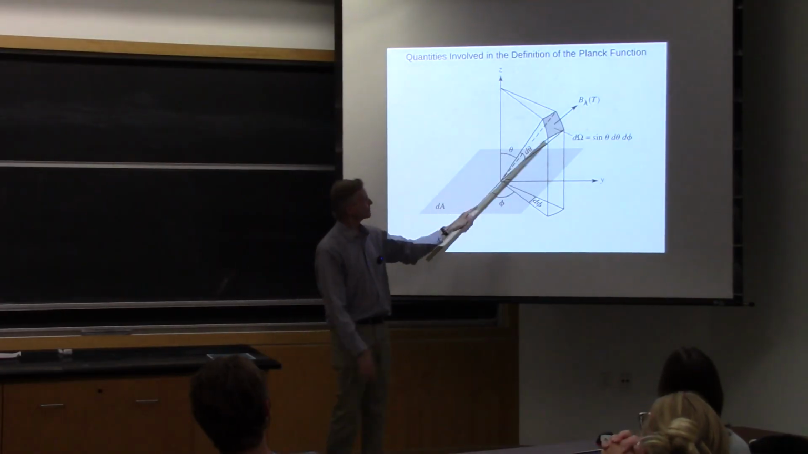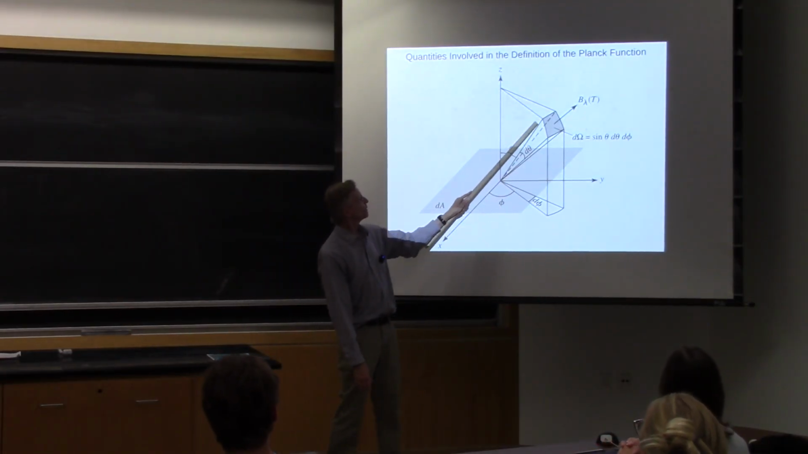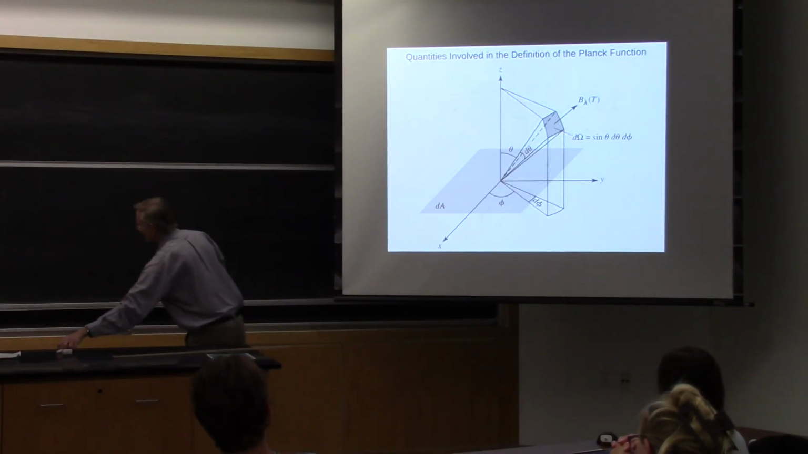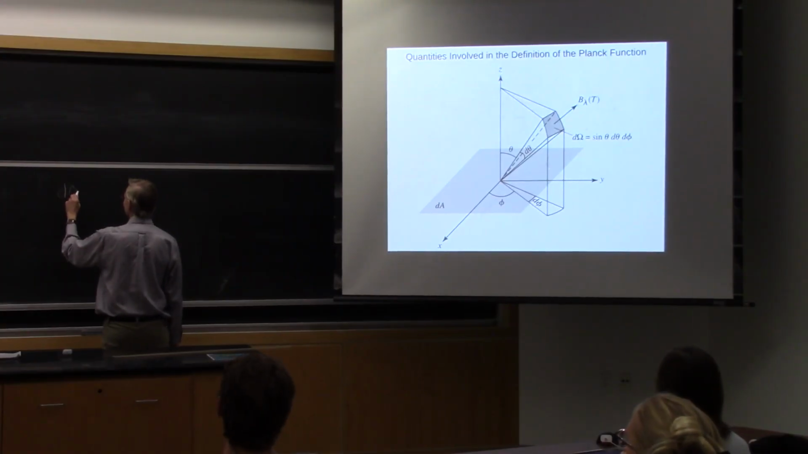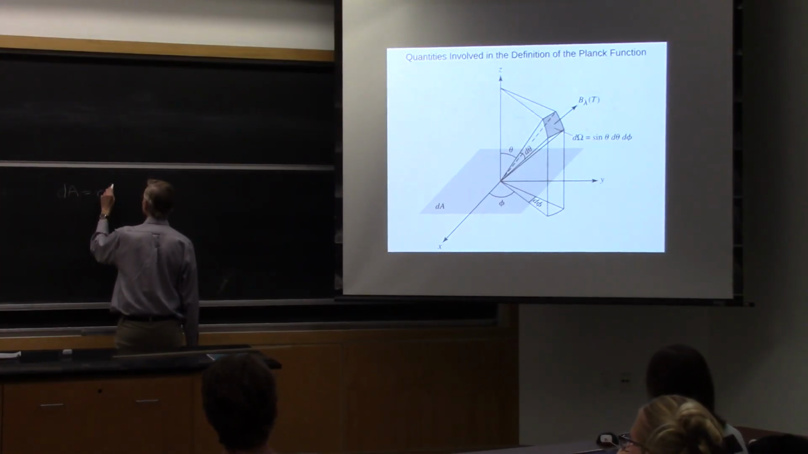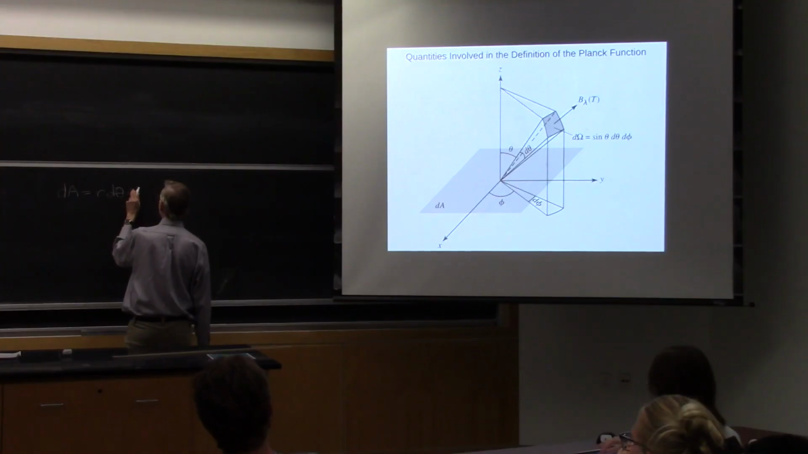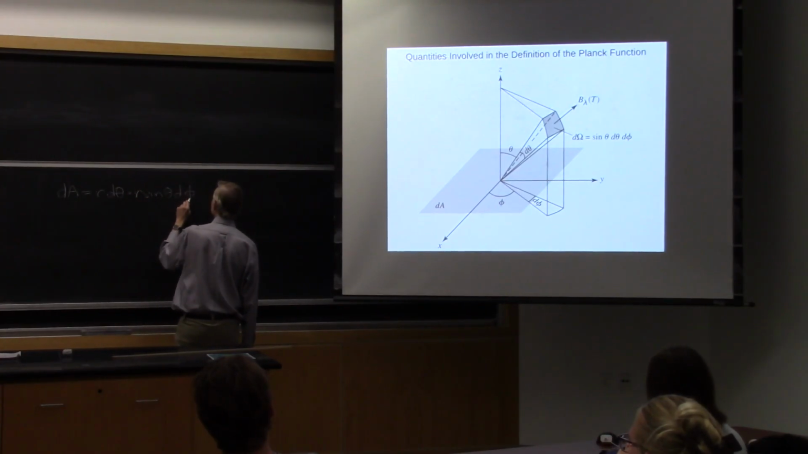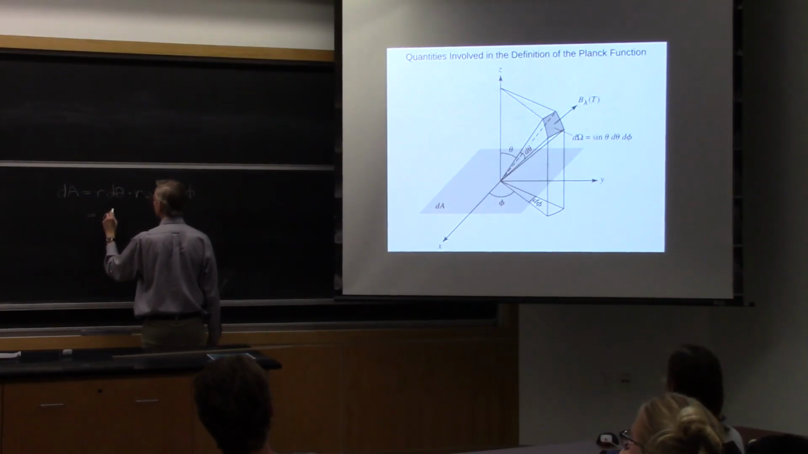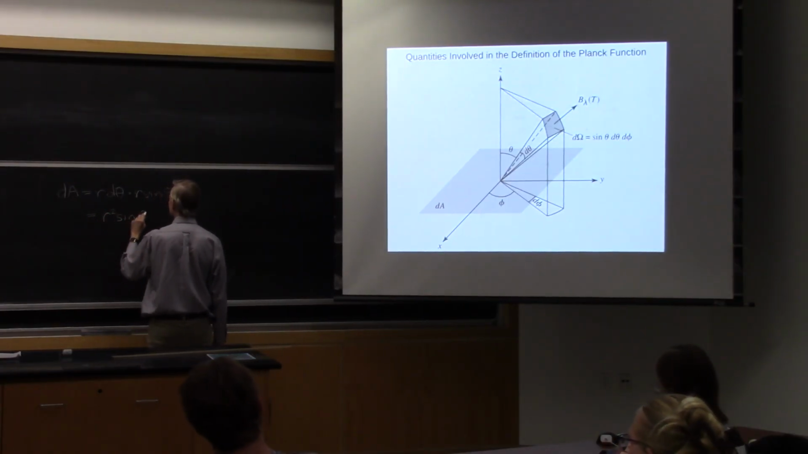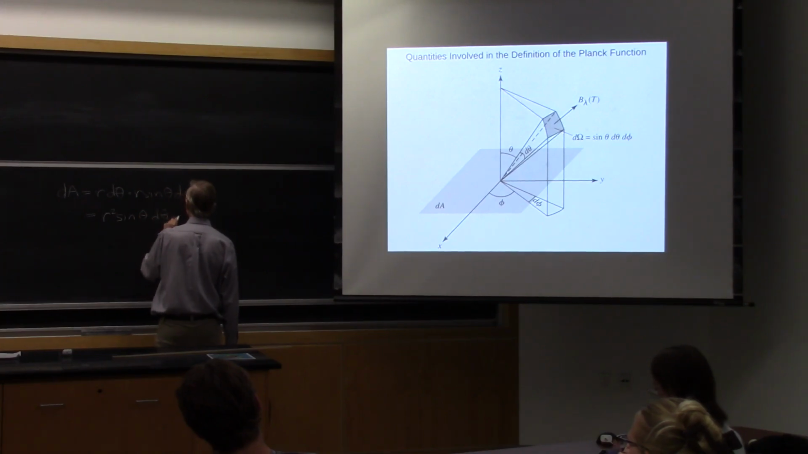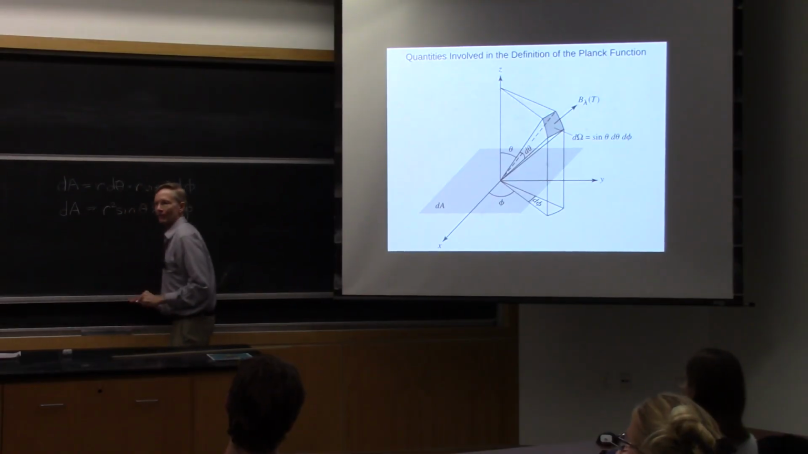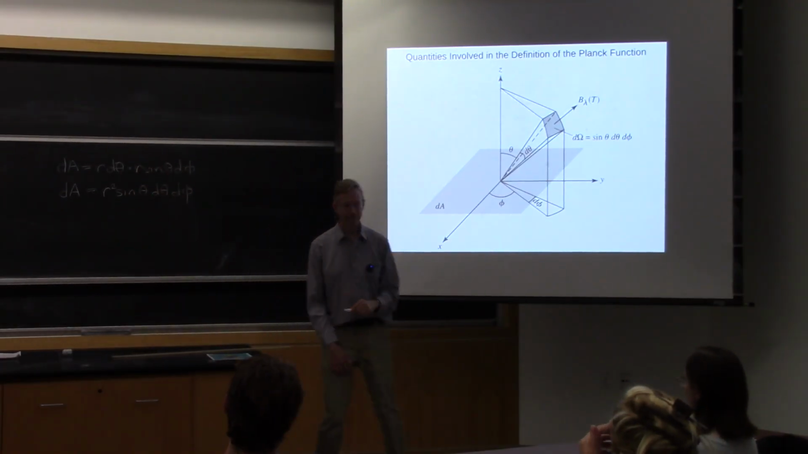So the area of the little patch is r d theta times r sine theta d phi. In other words, dA is r d theta times r sine theta d phi, also known as r squared sine theta d theta d phi. That's the area of that patch on the surface of the sphere.